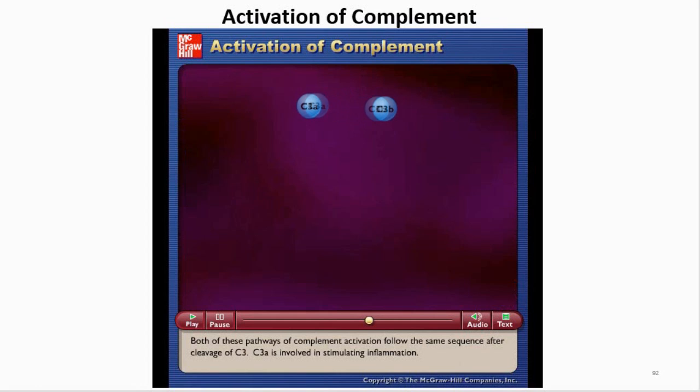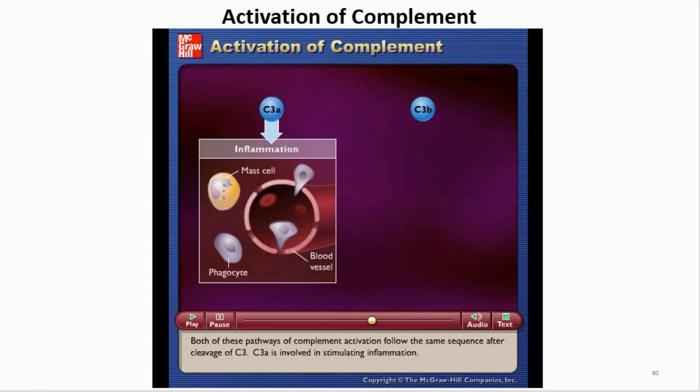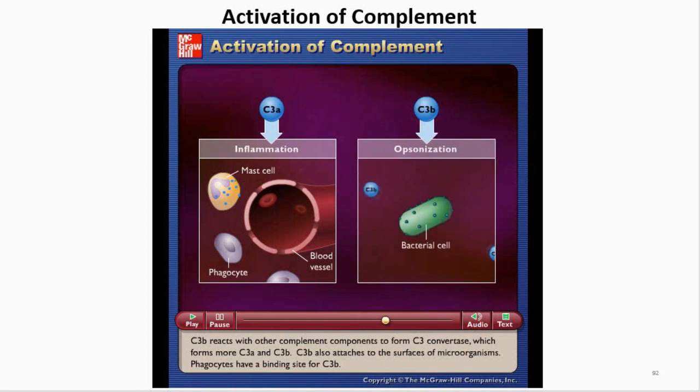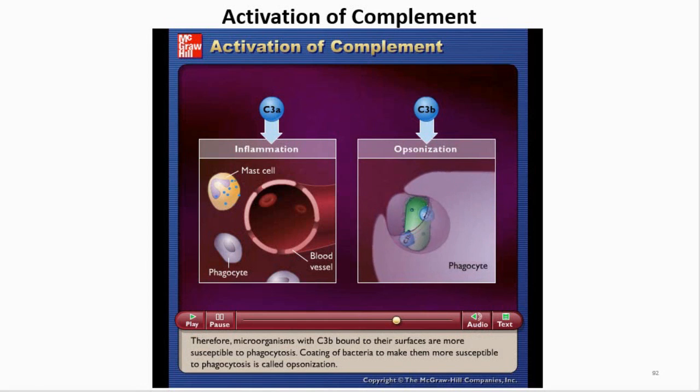C3a is involved in stimulating inflammation. C3b reacts with other complement components to form C3 convertase, which forms more C3a and C3b. C3b also attaches to the surfaces of microorganisms. Phagocytes have a binding site for C3b. Therefore, microorganisms with C3b bound to their surfaces are more susceptible to phagocytosis. Coating of bacteria to make them more susceptible to phagocytosis is called opsonization.